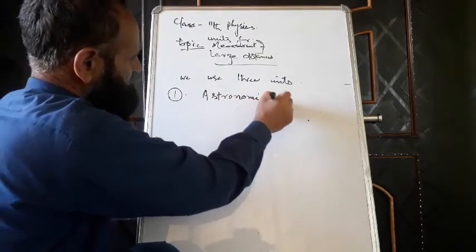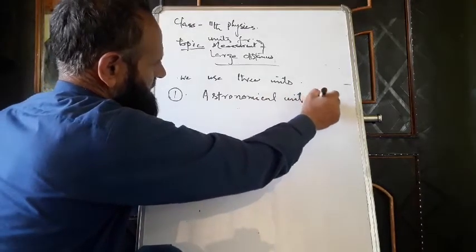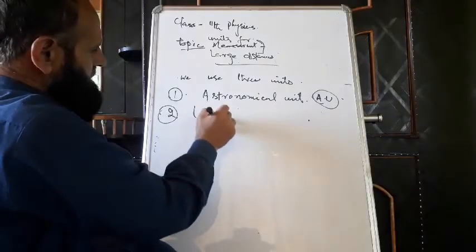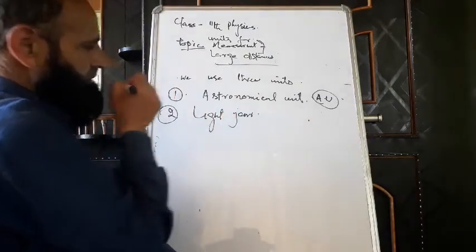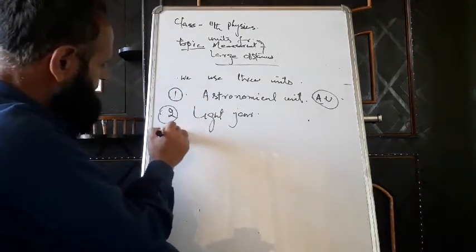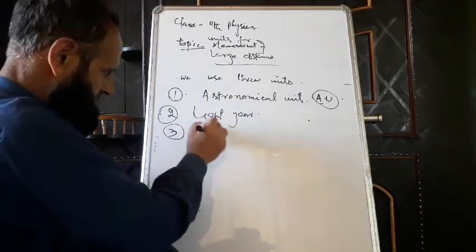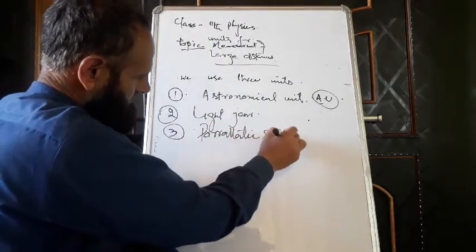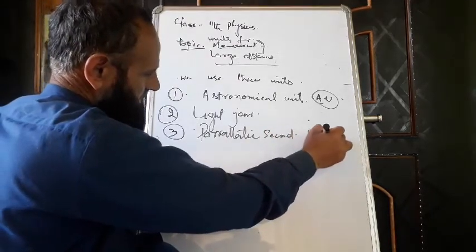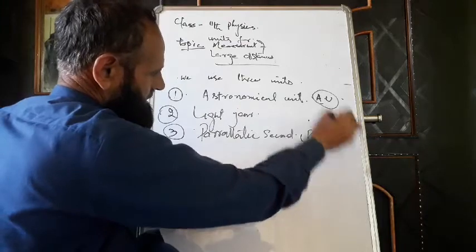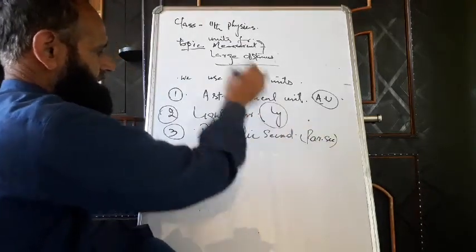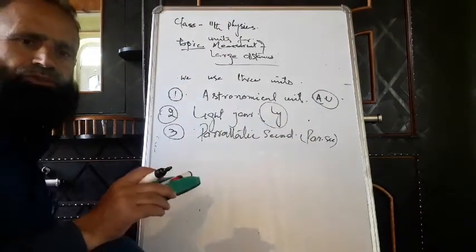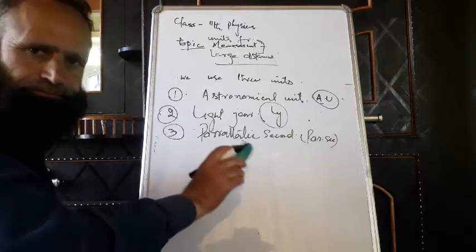Astronomical unit, shown as AU. Our second is light year, which we use for measuring large distances, shown as LY. Third is parsec, short for parallactic second, shown as parsec. These are the three units which we use for measuring large distances.